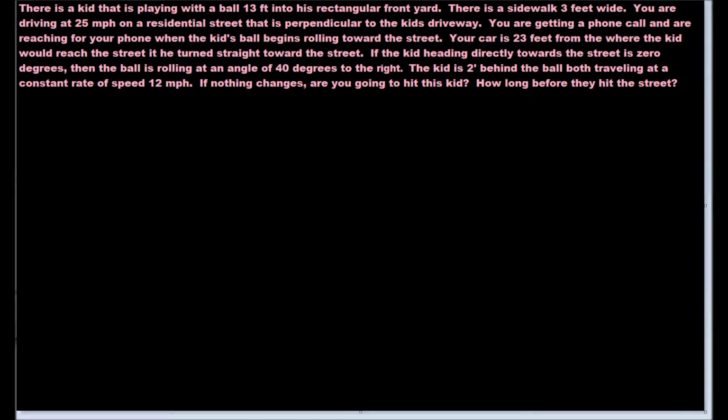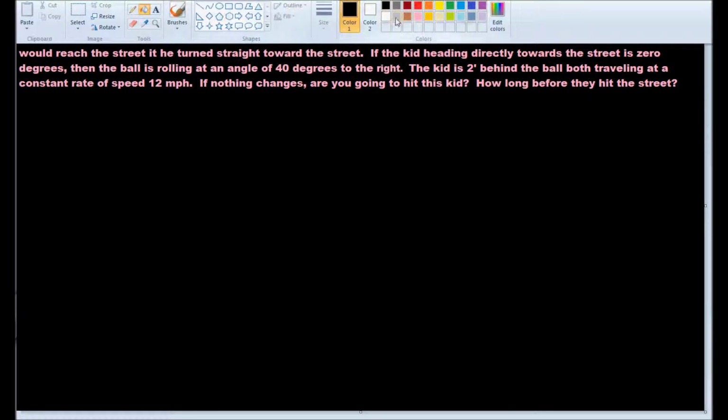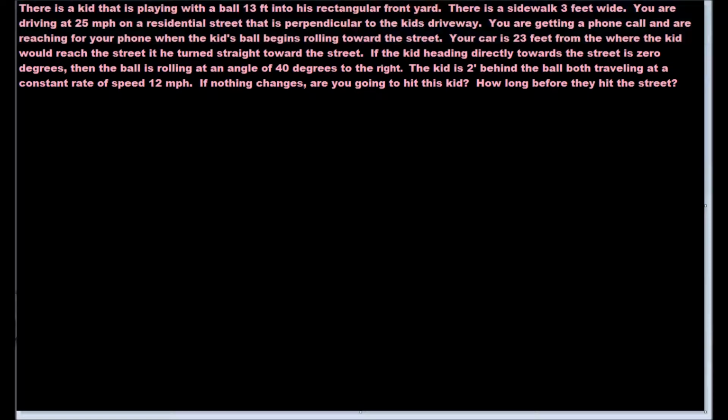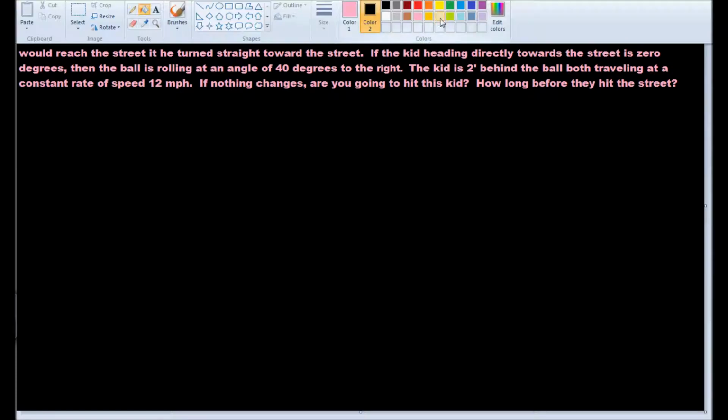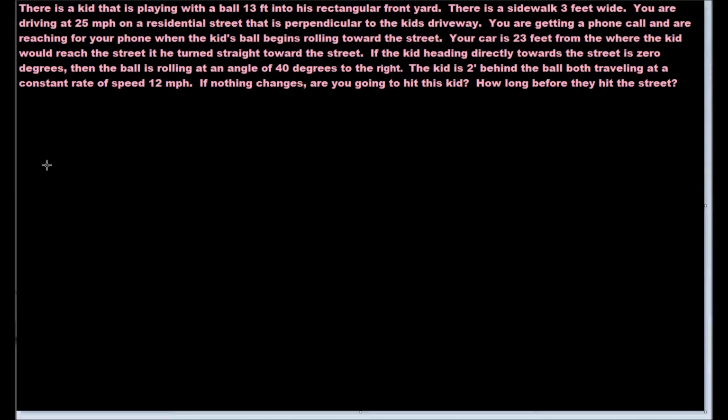street. Your car is 23 feet from where the kid would reach the street if he turned straight toward the street. If the kid heading directly towards the street is 0 degrees, then the ball is rolling at an angle of 40 degrees to the right. The kid is 2 feet behind the ball, both traveling at a constant rate of speed, 12 miles an hour. If nothing changes, are you going to hit this kid? How long before they hit the street?